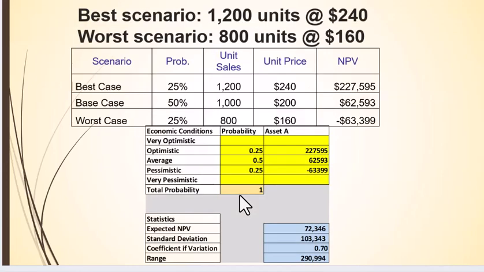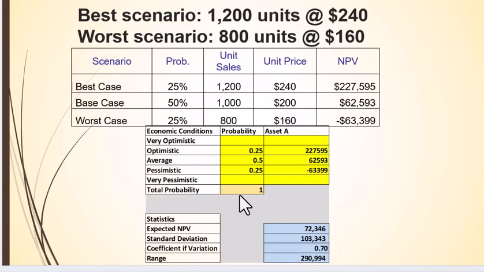So in this case, the best case scenario, we're only changing one variable here, is if we went to 1,200 units at $240. The worst case scenario would be 800 units at $160 as the unit price. What you see is we end up with net present values for each one of these, and we have to have probabilities. What's the probability?